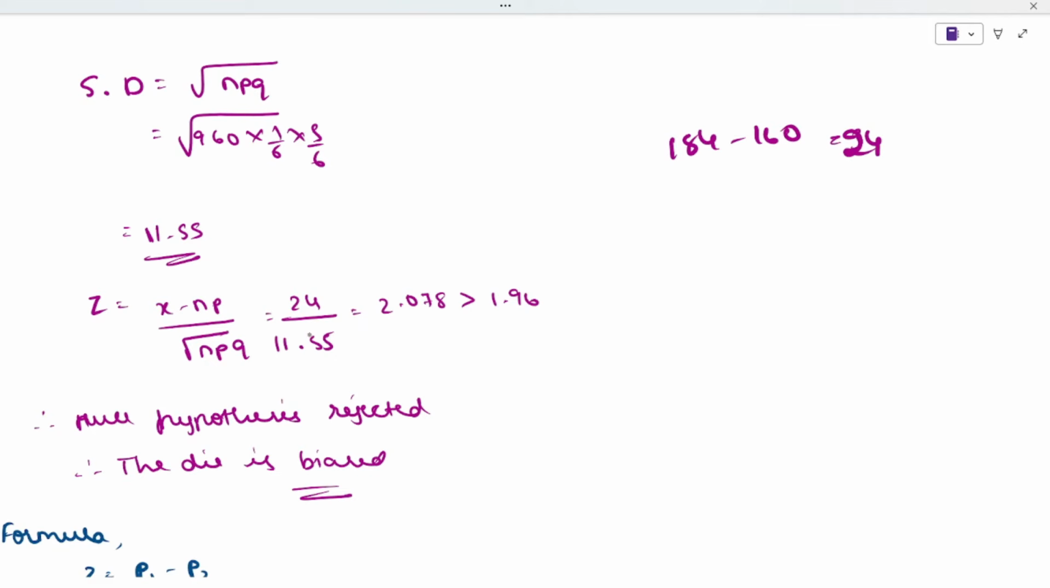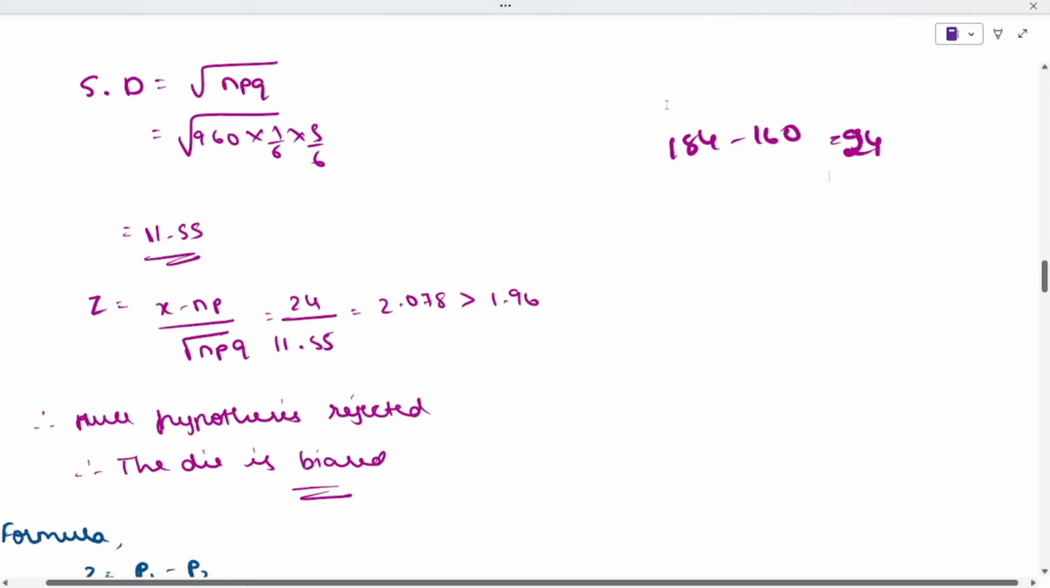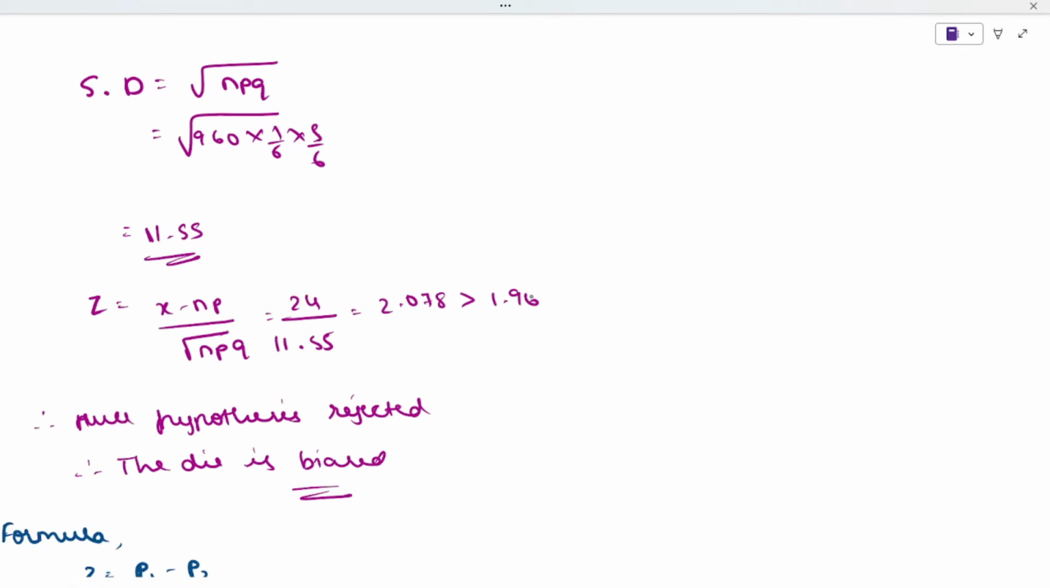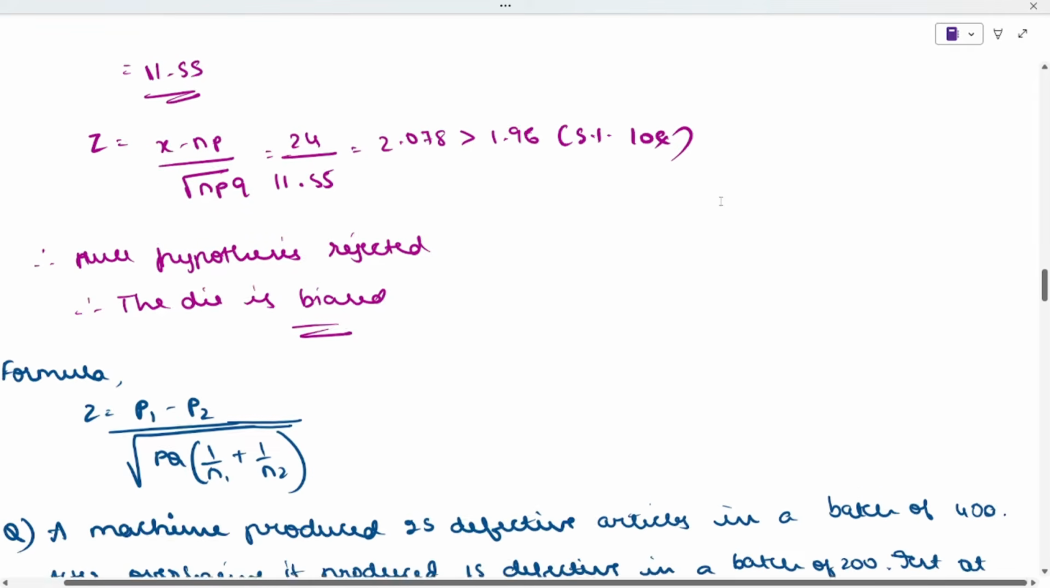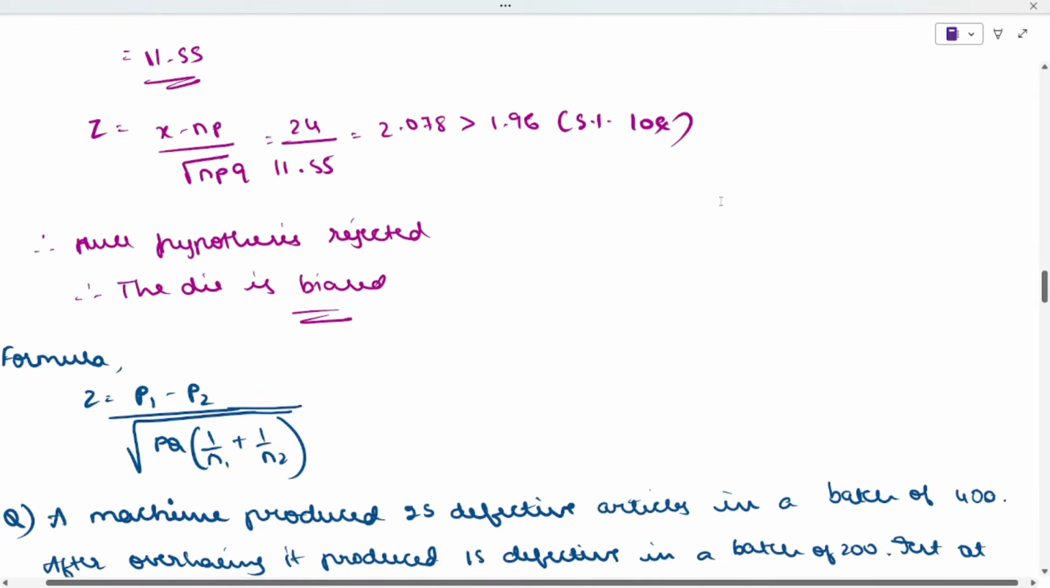Okay, now you will substitute it here and divide it, and you will get 2.078. Again, that is greater than 1.96. That is for 5% LOS. Okay, so again it is rejected. If it is rejected, it is biased. I hope you got this for 5% LOS.